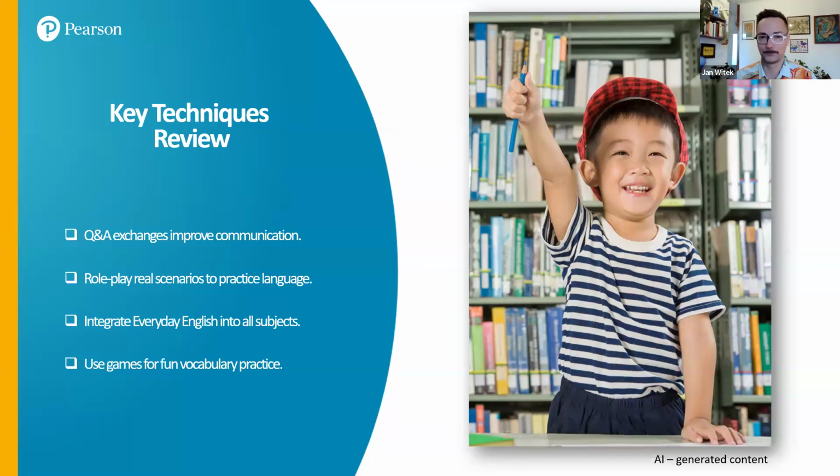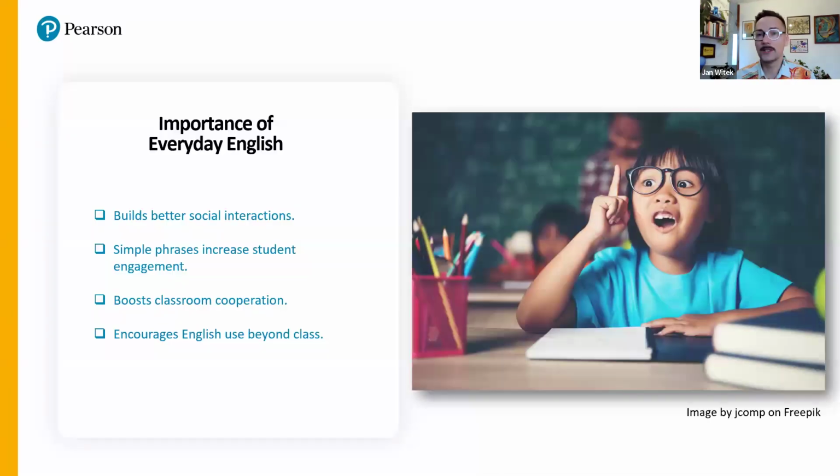and dynamic. Moreover, everyday English lays the foundation for better social interactions and classroom engagement. Teaching simple phrases like, "Can I help you? May I have this or that?" helps students participate in group activities confidently. Engaging students in using everyday English leads to better classroom cooperation and improved interpersonal relationships.